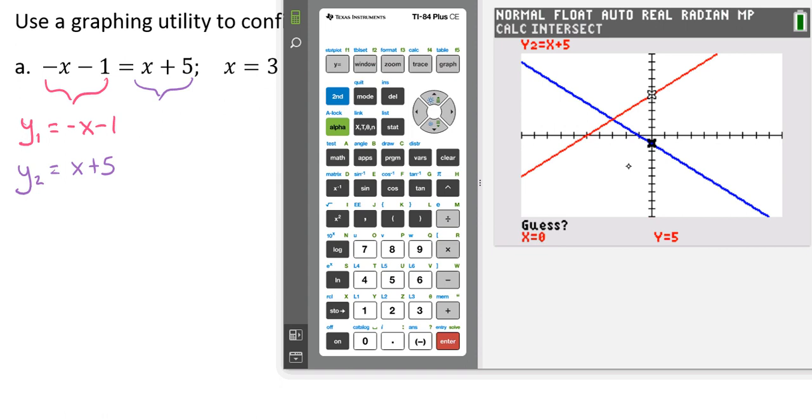And it's like, okay, are you ready for me to guess? And it says guess because when we're solving things graphically, it's an estimate or an approximation. So we're going to hit enter. And it says right there that we have an intersection at negative 3, comma 2. So we're able to verify that this is indeed happening at negative 3.